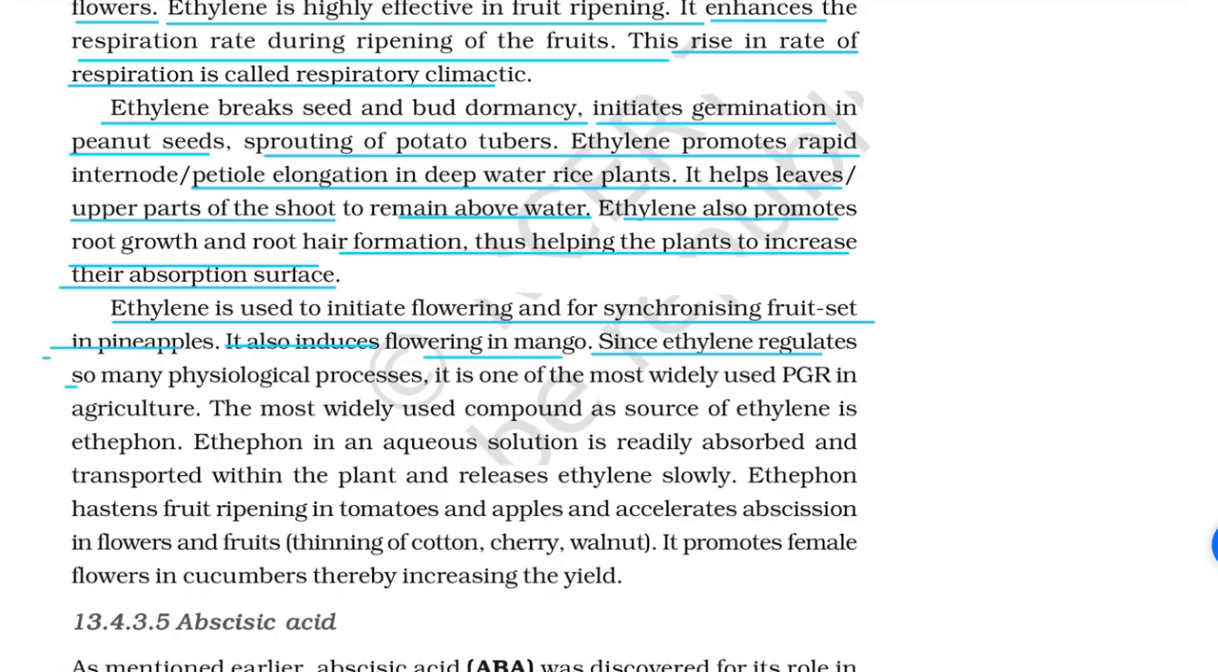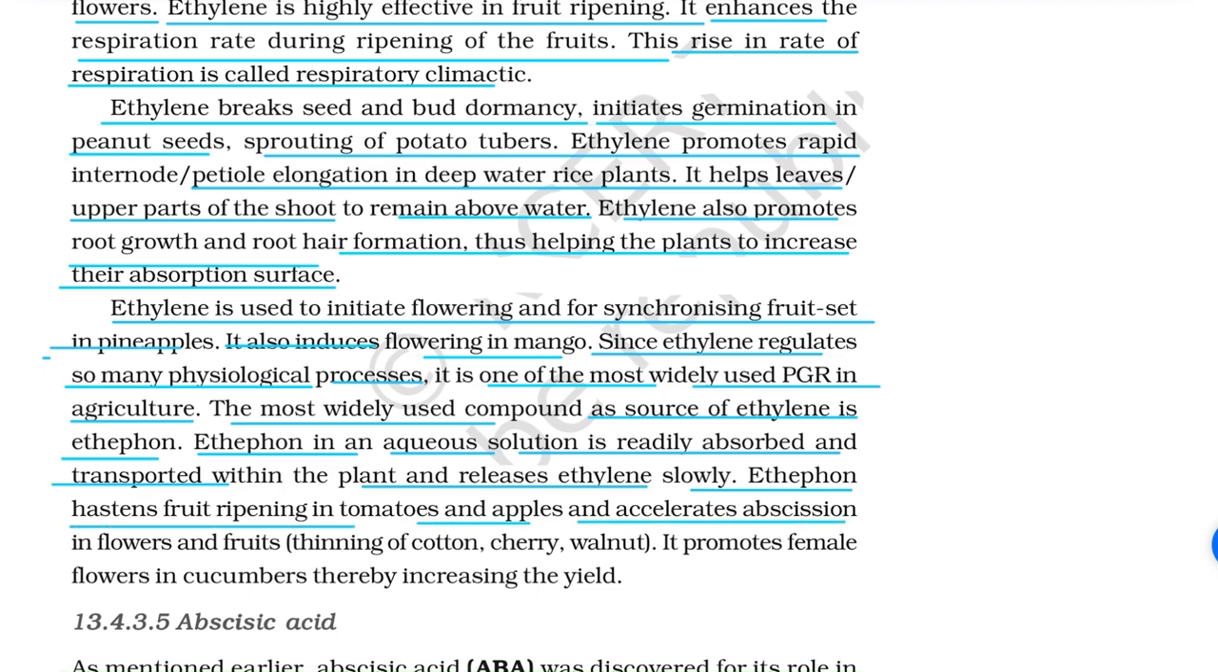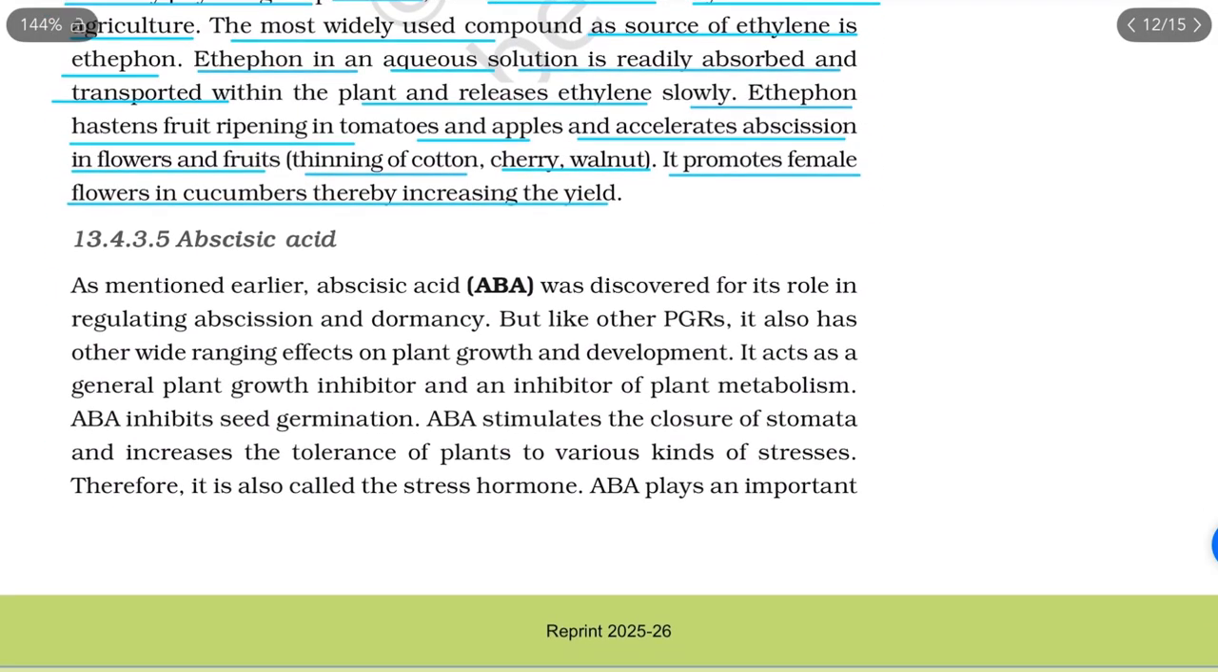Since ethylene regulates so many physiological processes, it is one of the most widely used PGR in agriculture. The most widely used compound as source of ethylene is ethephon. Ethephon in an aqueous solution is readily absorbed and transported within the plant and releases ethylene slowly. Ethephon hastens fruit ripening in tomatoes and apple and accelerates abscission in flowers and fruits. Thinning of cotton, cherry, walnut. It promotes female flowers in cucumbers, thereby increasing the yield.